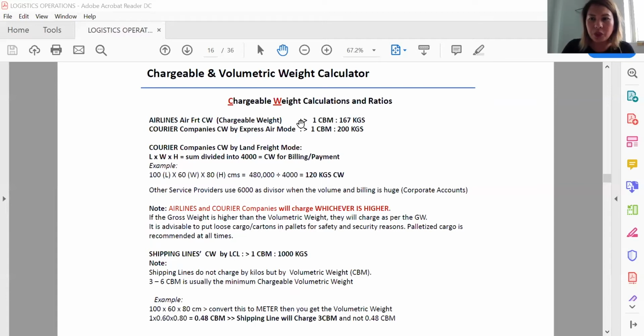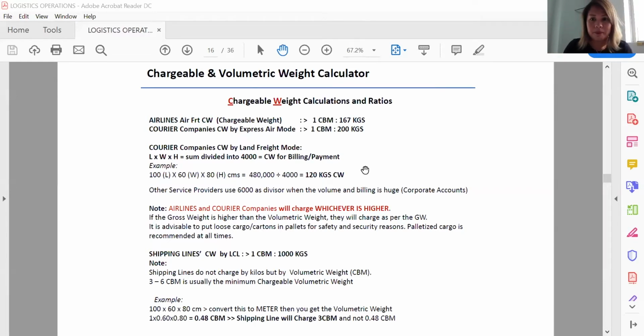So when you receive your bills from DHL and you remember that this shipment is only 100 kilos, you ask, why are you charging me 250 kilos? You have to go back to your packing list, the packing details that you receive from your packaging department. Then you will see that your volumetric weight is actually more than your gross weight. So they will charge you accordingly.